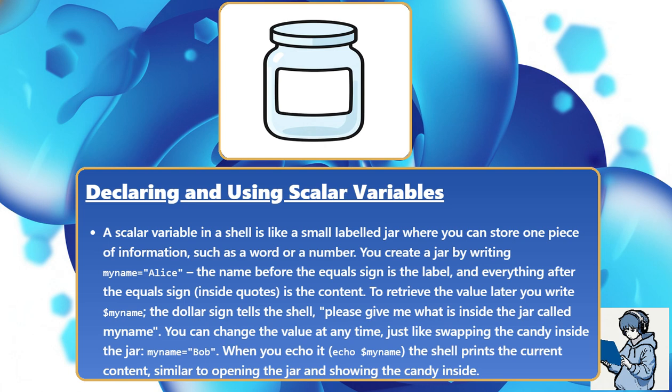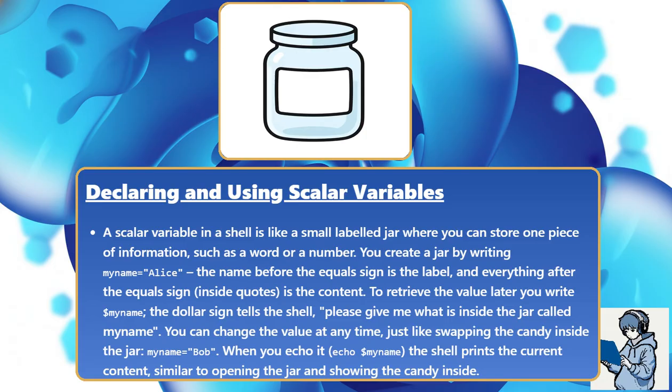A scalar variable in a shell is like a small labeled jar where you can store one piece of information, such as a word or a number. You create a jar by writing my_name="Alice". The name before the equals sign is the label, and everything after the equals sign inside quotes is the content. To retrieve the value later, you write $my_name. The $ sign tells the shell, please give me what is inside the jar called my_name.